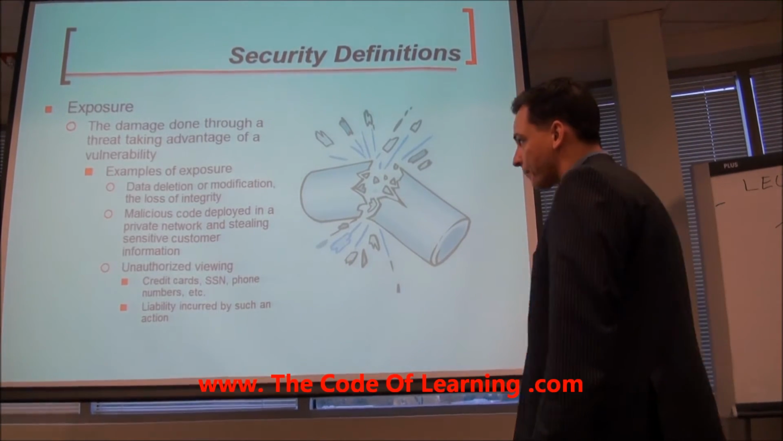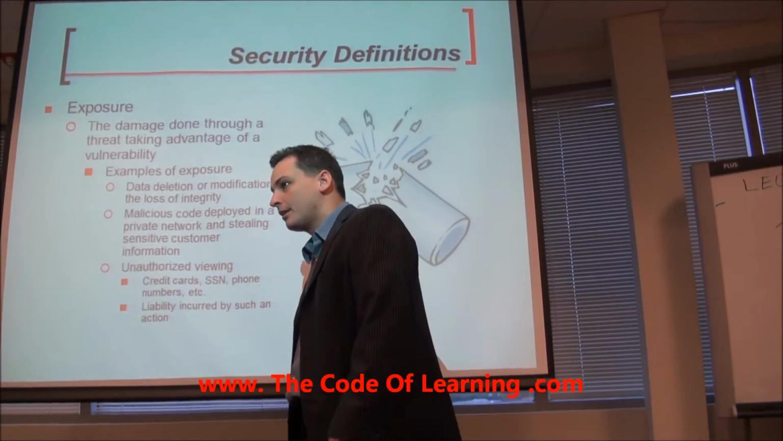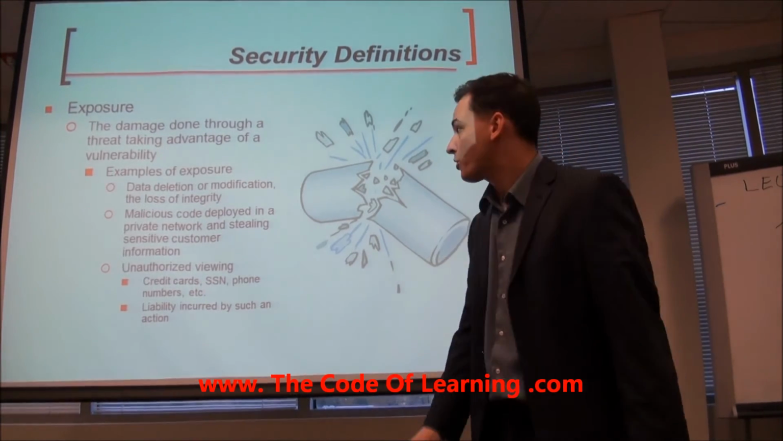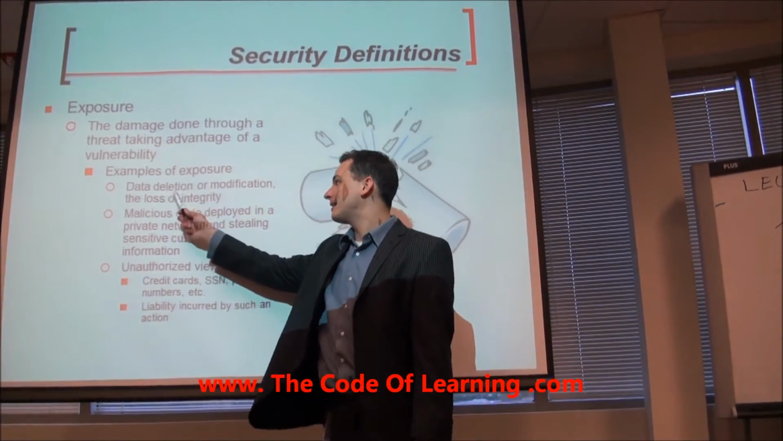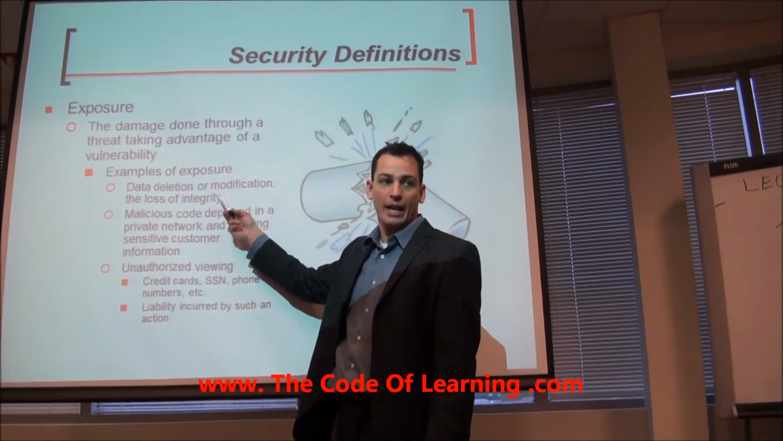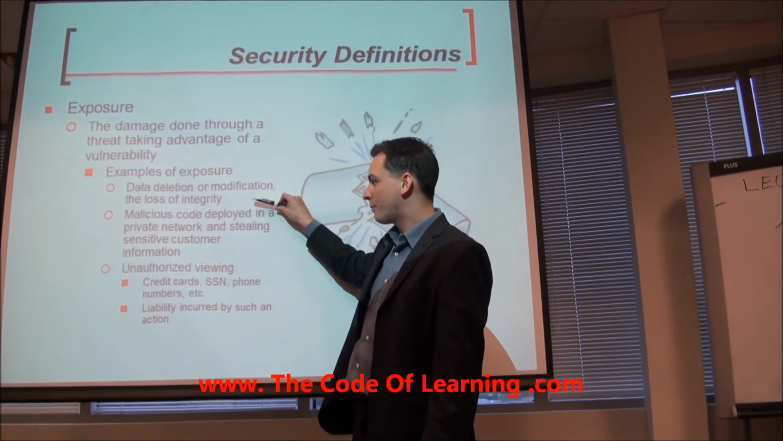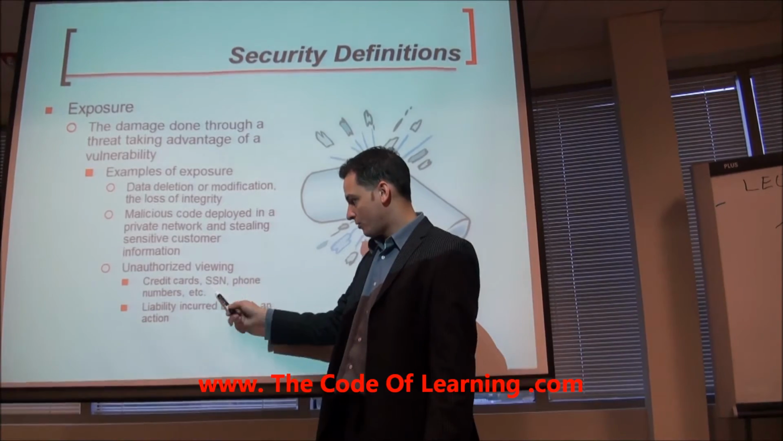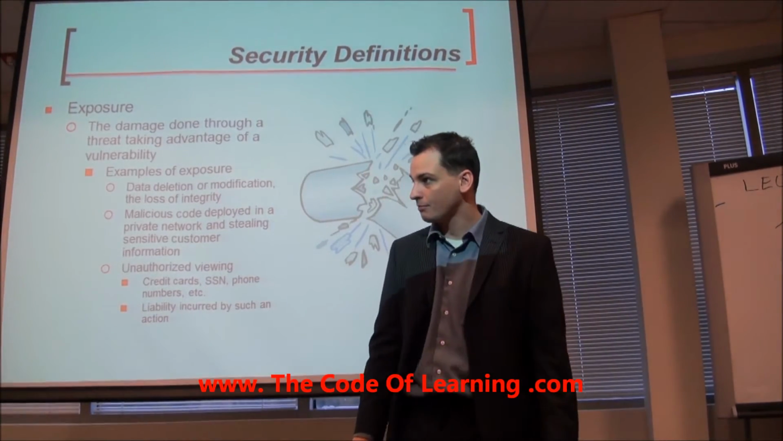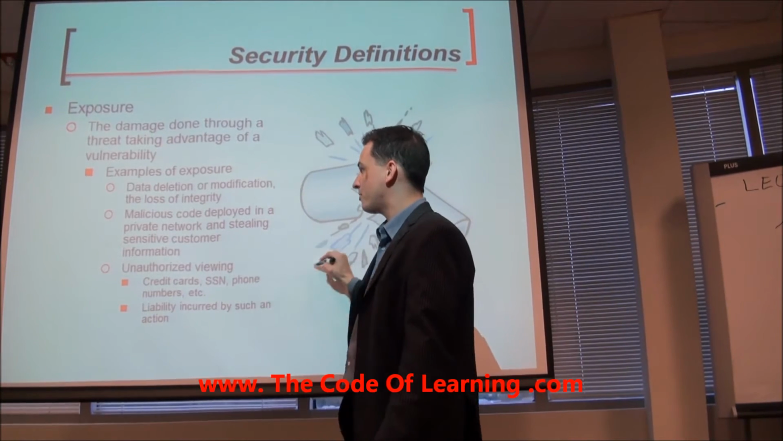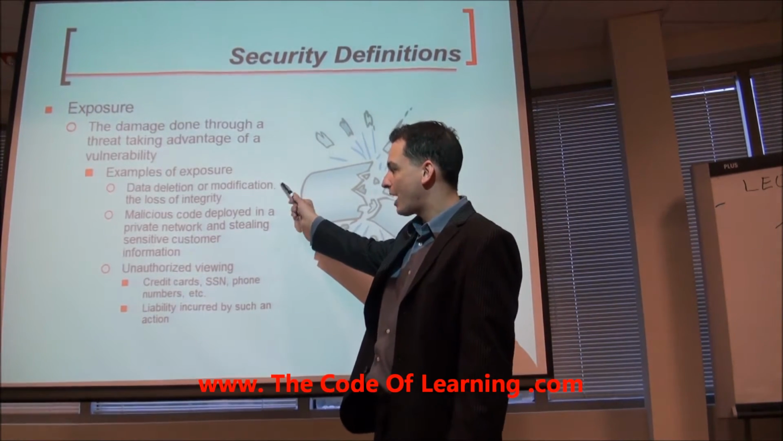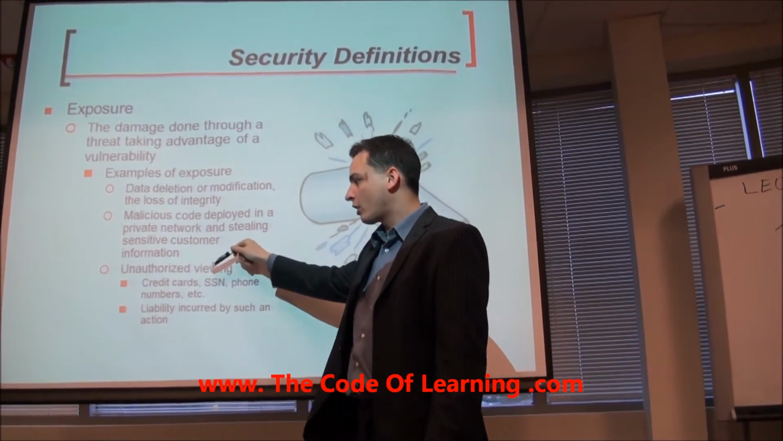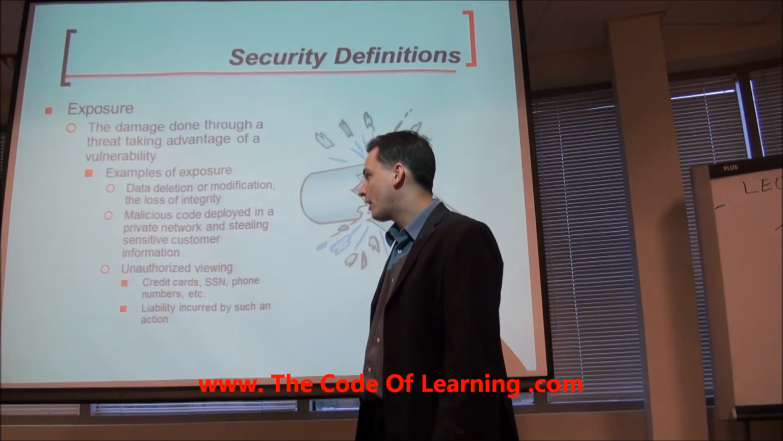Then an exposure. Exposure means something bad happened. Your IAC triad has been affected in some way. An instance of exposure could be something like data deletion or modification, or loss of integrity in any way, shape, or form. It could be through malicious code. And it could be something like disclosure too, unauthorized viewing of credit cards, social security numbers, phone numbers, etc. Either way, we can put these exposures into the IAC triad. So modification, what part of the triad does that belong in? Integrity. Unauthorized viewing of a credit card? Confidentiality.